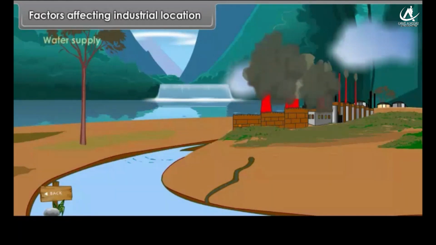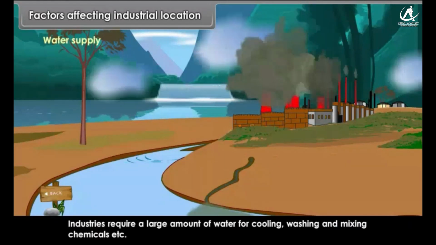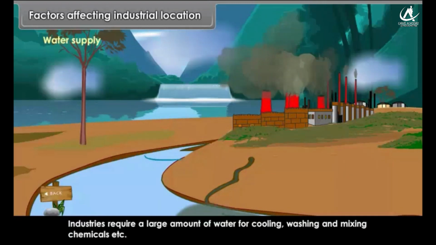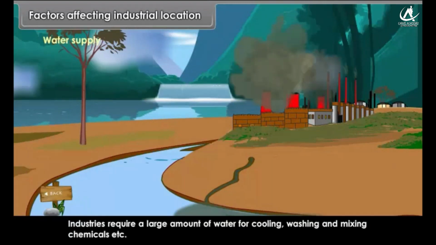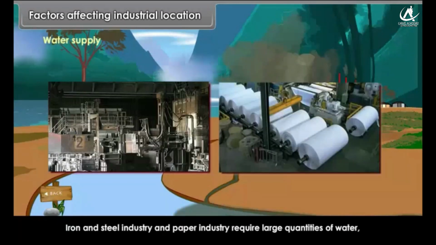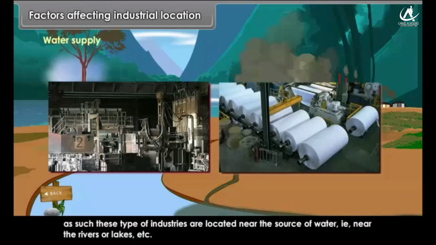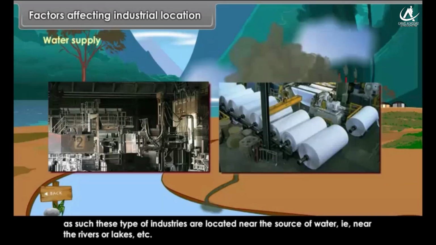Water supply. Industries require a large amount of water for cooling, washing and mixing chemicals, etc. Iron and steel industry and paper industry require large quantities of water. As such, these types of industries are located near the source of water, that is, near rivers or lakes, etc.